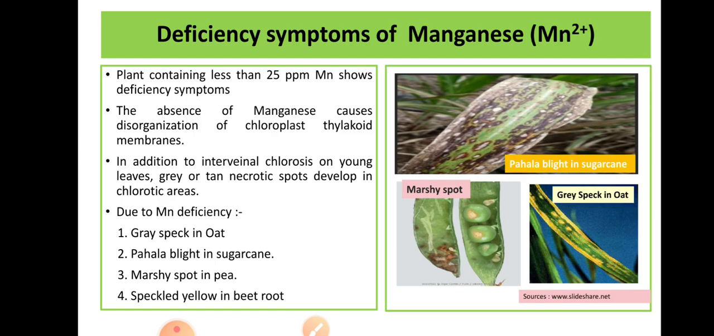The deficiency of manganese take place in plant if its concentration in plant is less than 25 ppm. The absence of manganese causes disorganization of chloroplast thylakoid membrane. In addition to interveinal chlorosis on young leaf, gray or tan necrotic spot develop in chlorotic area. Due to manganese deficiency, gray specks in oats take place, pahla blight in sugarcane take place, marsh spot in pea take place, and speckled yellow in beetroot take place.